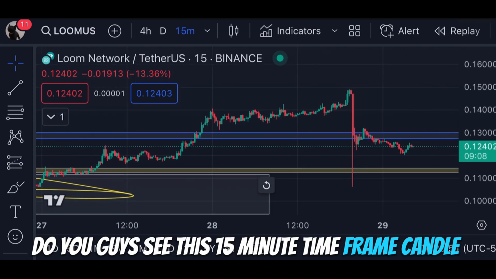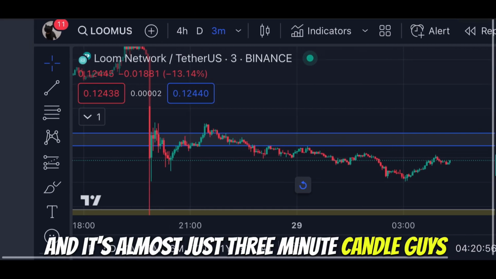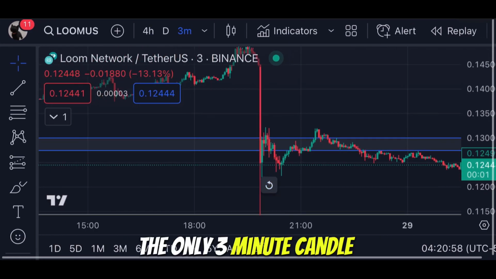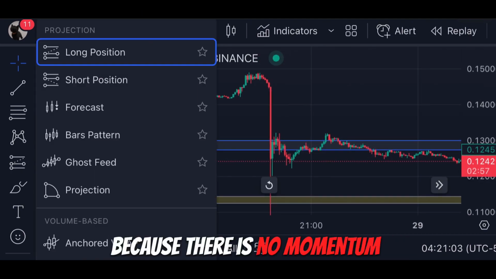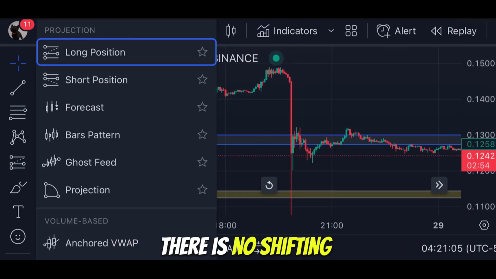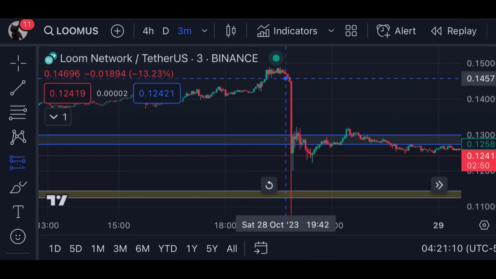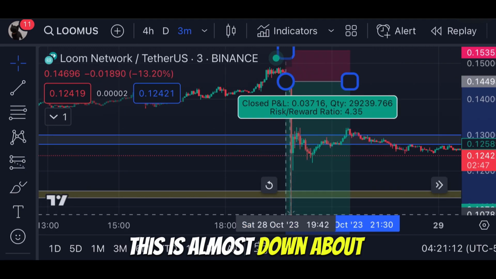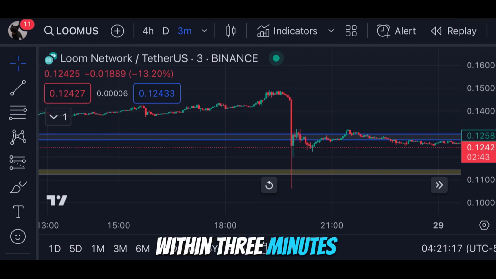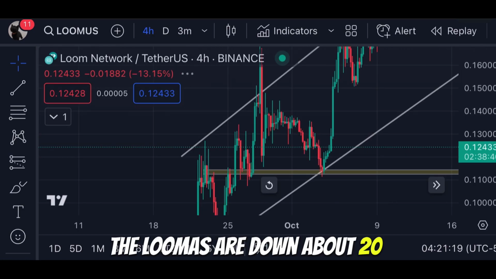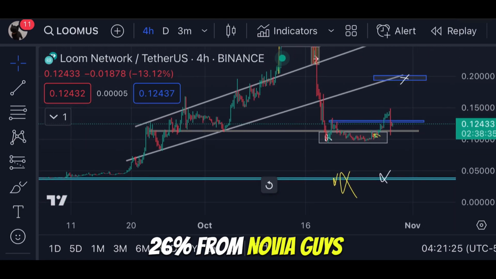Do you guys see this 15-minute time frame candle? Everything is okay, everything is pumping, and it's almost just a 3-minute candle. In only a 3-minute candle, the price of Loom just dumped, because there is no momentum, there is no shifting of the gears. If you focus overall, this is down almost 26% within 3 minutes. Loom is down about 26% from nowhere, guys. Do you guys see this?